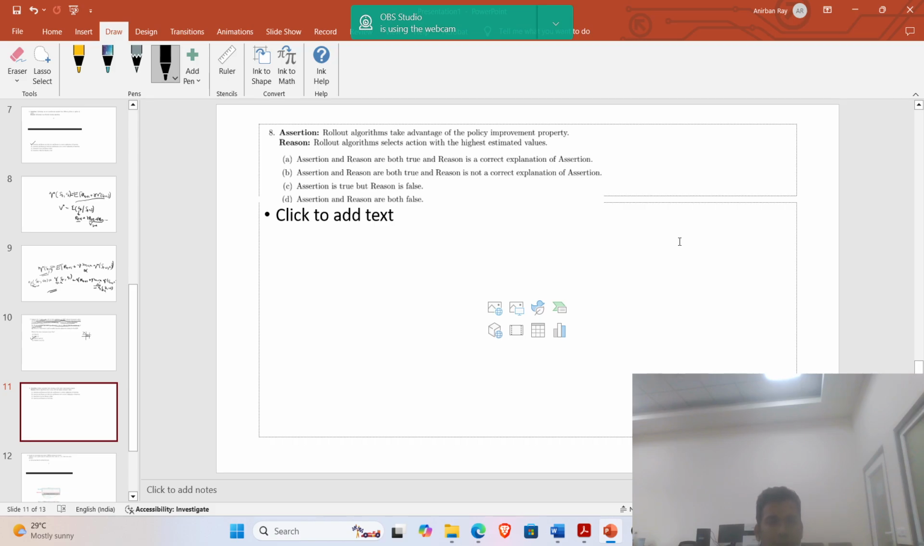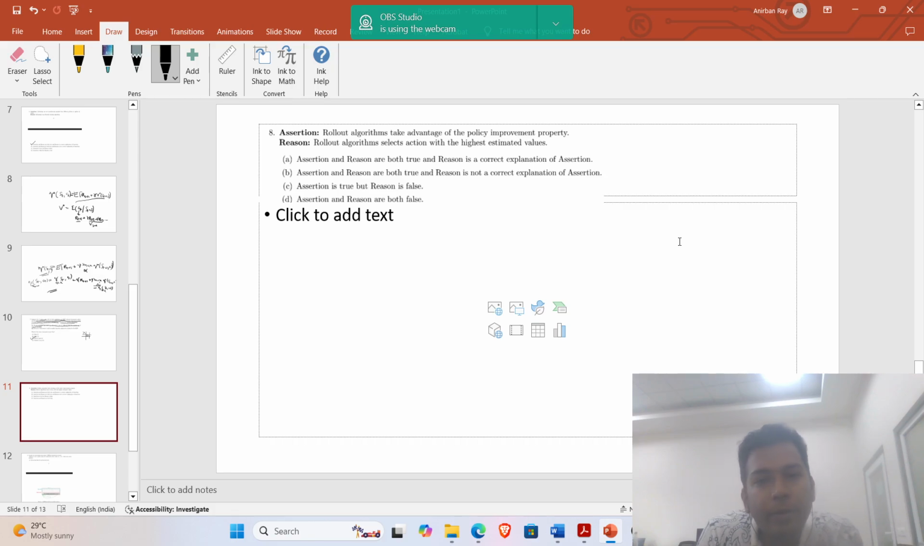Okay, so rollout algorithm take advantage of the policy improvement property. Rollout algorithm selects actions with the highest estimated values. Okay, so rollout algorithm, what does it mean is that the policy that will perform for our problem, we are using in place of that policy a heuristic to solve the problem. And so that is why it is called rollout. You're simplifying the policy and taking a heuristic set of steps to achieve the objective.